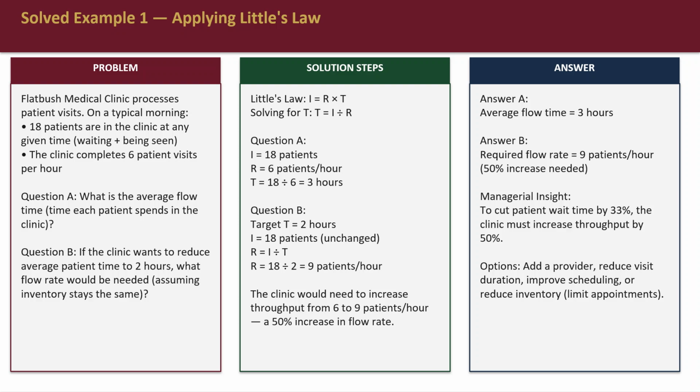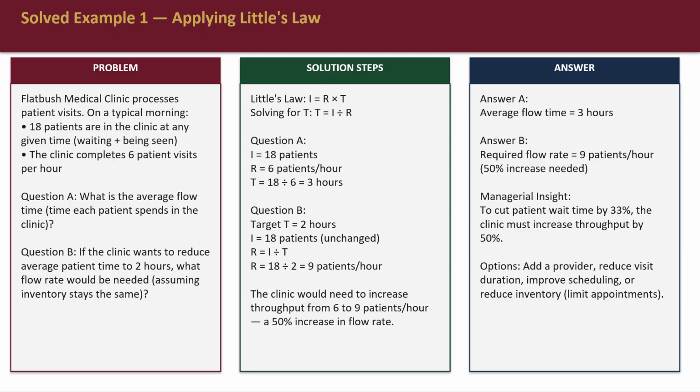Our first example is the Flatbush Medical Clinic. Look at the problem panel on the left. On a typical morning, 18 patients are in the clinic at any moment, and the clinic completes 6 visits per hour. Question A asks for flow time. Follow the middle column. Little's law rearranged gives T equals I divided by R. 18 divided by 6 is 3 hours. So the average patient spends 3 hours in the clinic.